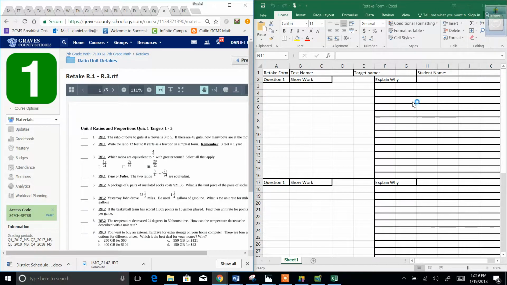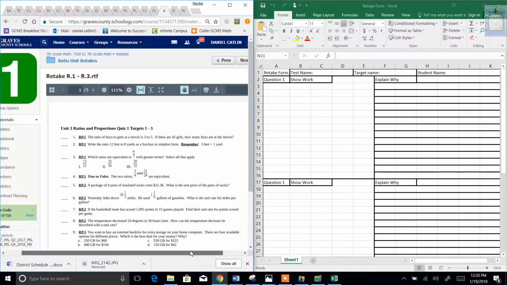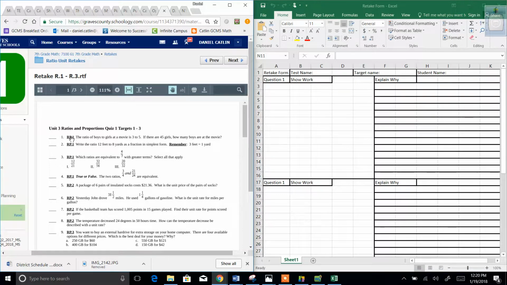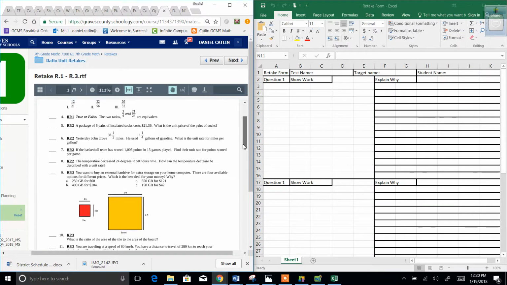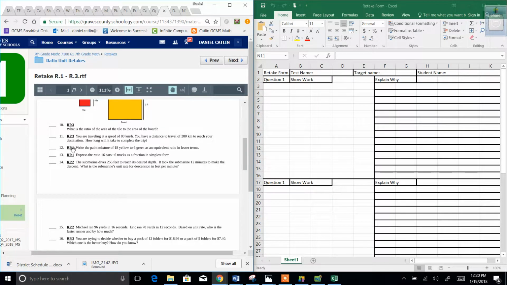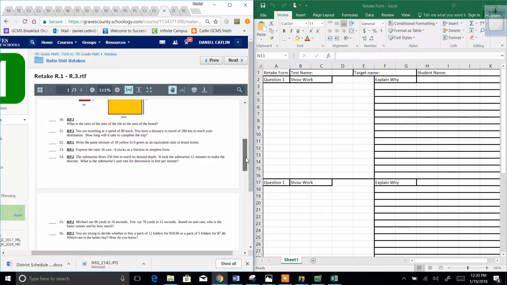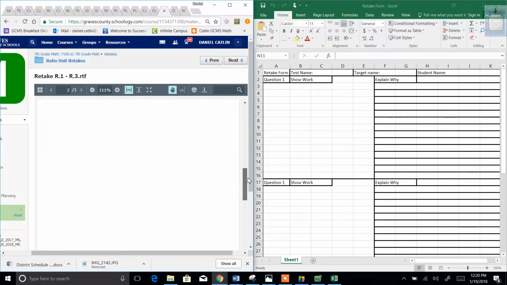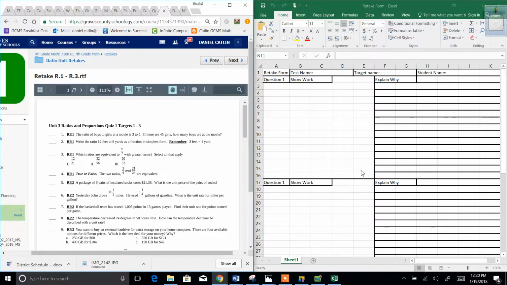You need to show me on this form that you can do those problems correctly, explain why you know how to do them now, and get them correct. So for example, let's say you were going to do R1. That would be all the ones that have RP1, not that one, not that one, not that one, not that one. The ones that have a 1 next to it. So that one, number 12, number 13. I think that's all the ones that have a 1. So those are the ones you're going to be putting on this sheet of paper.